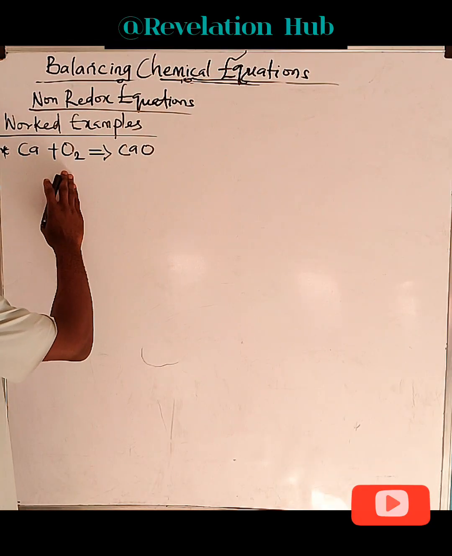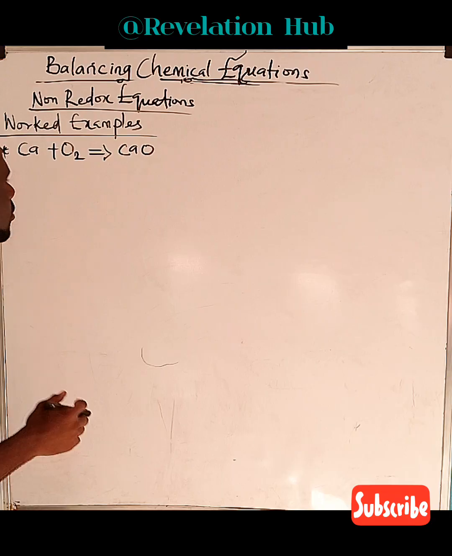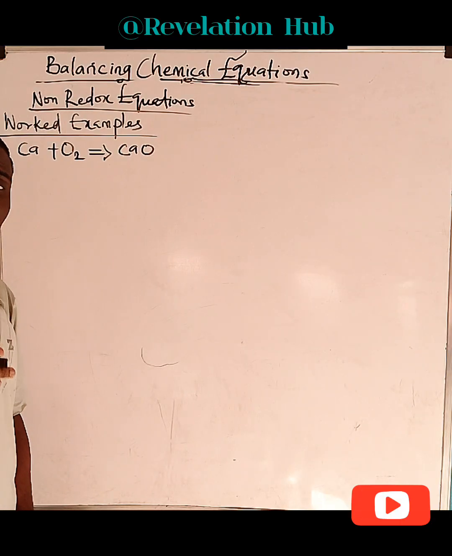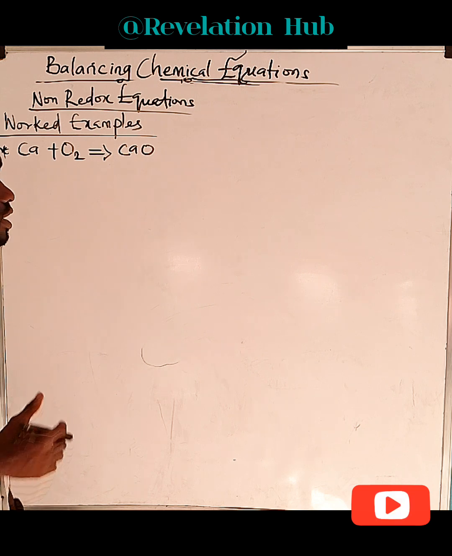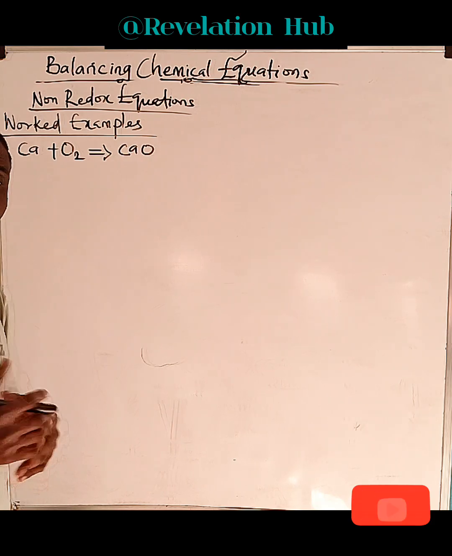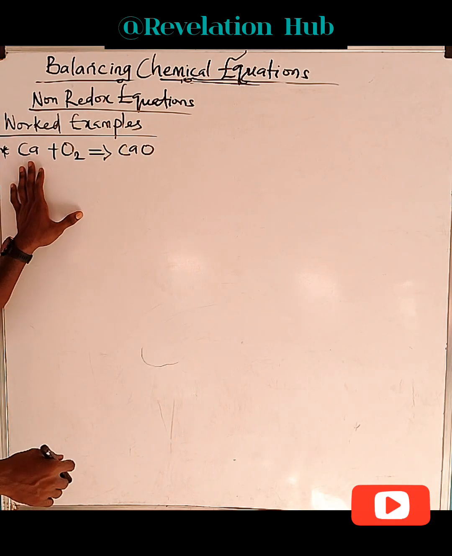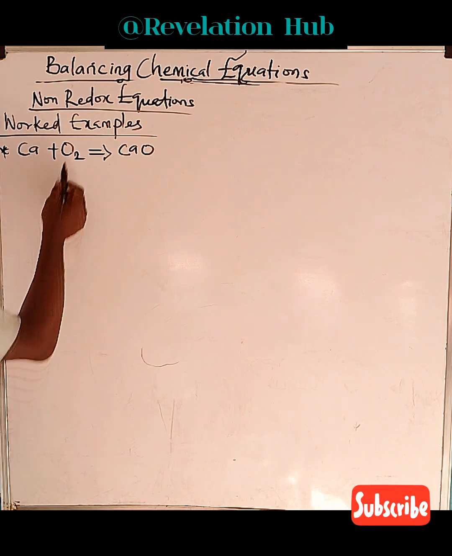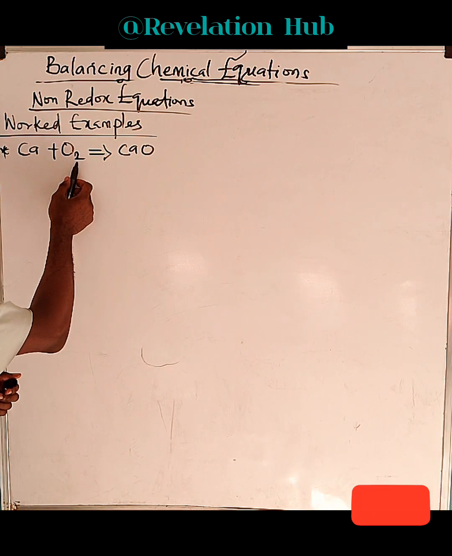Calcium plus oxygen, which gives us calcium oxide. So how do we balance this? Before we talk about balancing, there's something I would love us to quickly understand. First of all, we should be able to tell the number of atoms each element has in a given compound. So we look at calcium. How many atoms of calcium do we have here? We have just one atom of calcium, as you can see. How many atoms of oxygen do we have here? We have two atoms of oxygen.